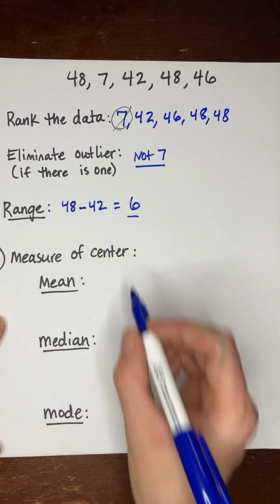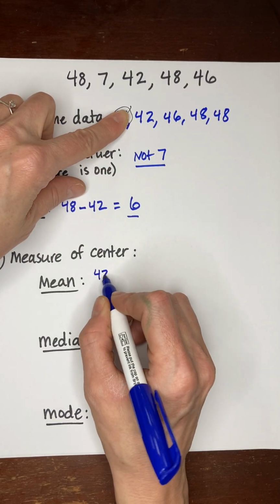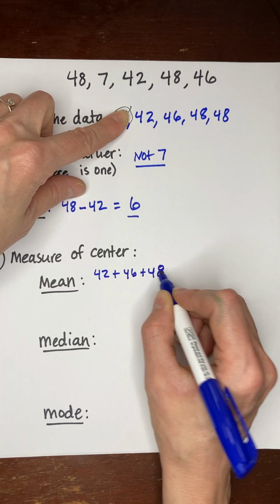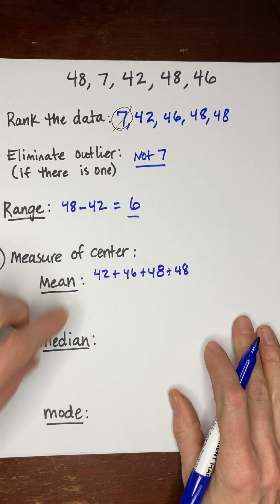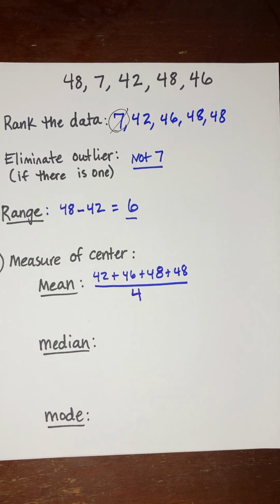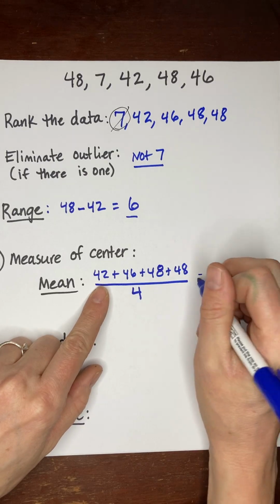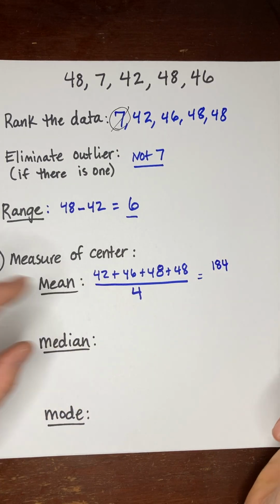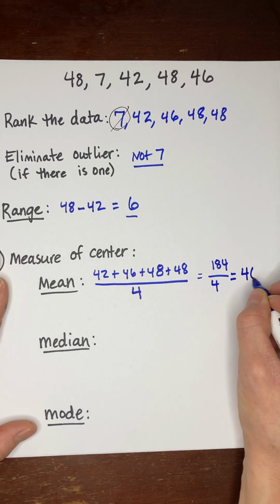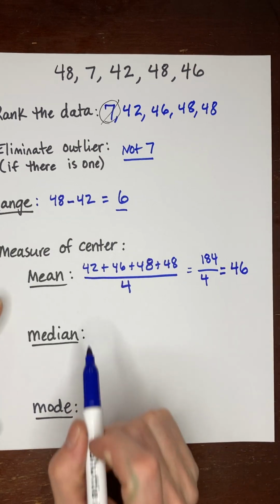Measures of center, our mean. Well, let's add up our data without our outlier. So 42 plus 46 plus 48. Okay, and we're going to divide that by 4. Okay, and if we add this together, we've got 184, and we're going to divide that by 4, and if we do that, we're going to get 46. I used a calculator. I didn't do that in my head, okay?